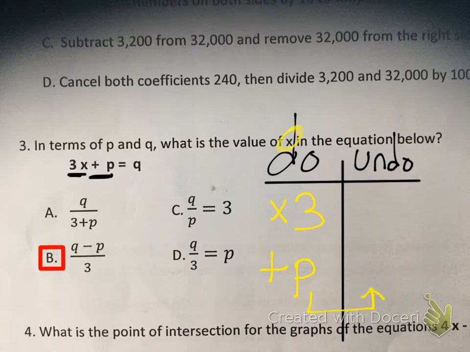So when you undo those operations, the first thing that you would undo is you would subtract P, and then you would divide by 3. And that's exactly what you see in answer choice B. The subtraction of P is happening right there, and then dividing by 3 is happening right there with the fraction bar.